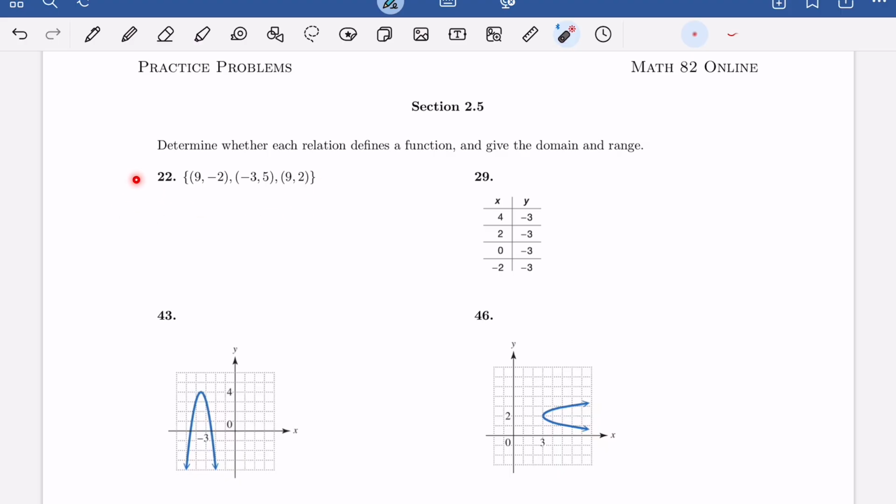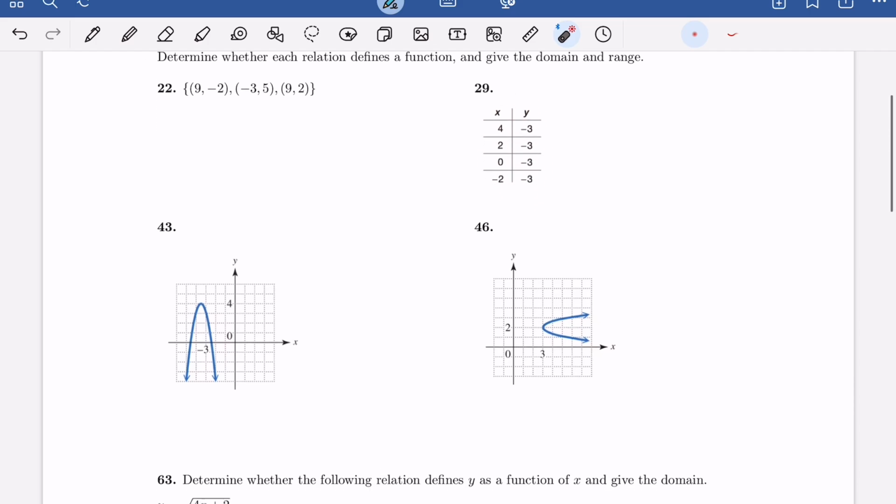Now, looking at question 22 here, notice we have this set of ordered pairs, and that's exactly what a relation is. A relation is going to be any set of ordered pairs. Now looking at 29 here, this is also a set of ordered pairs. It's just represented in a table. We still have these ordered pairs, X and Y here. These are all of our inputs and all of our output values.